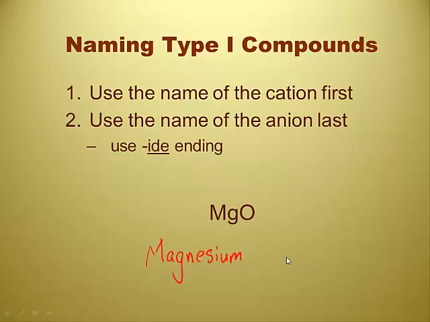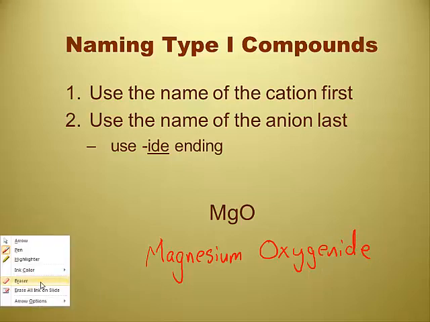So magnesium. The cation is listed first, and then the oxygen is the nonmetal, but it gets an IDE ending. So I'd say oxygenide? That sounds silly. Yeah, that doesn't sound easy to say either. I don't want to say that. Oxygenide, yeah, say that 10 times quickly.